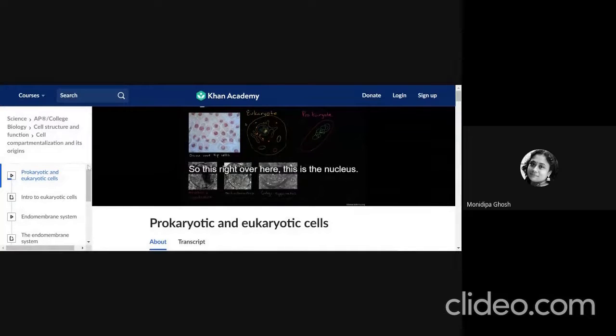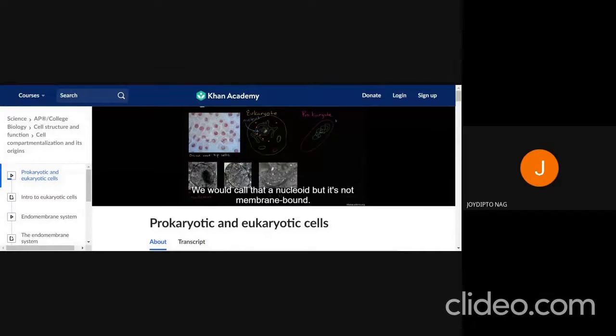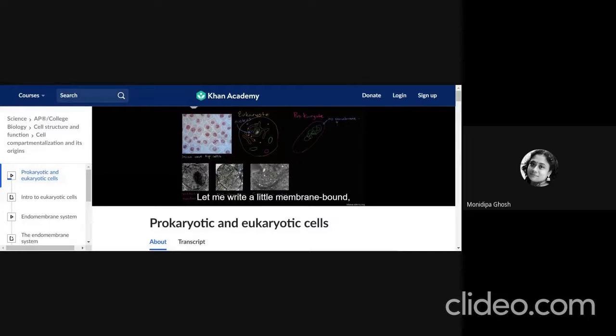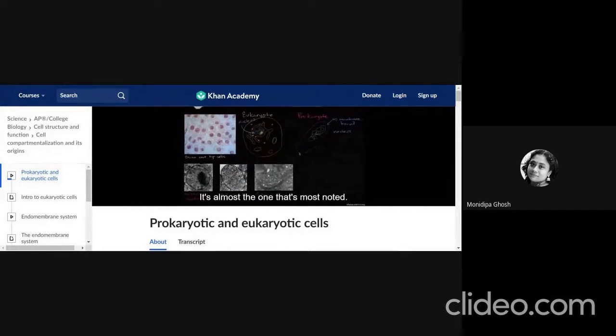So this right over here, this is the nucleus, and you have your genetic information inside it. You have your DNA. For prokaryotic cells, you're going to have your DNA, and it might be bundled up into a section of the cell. We call that a nucleoid. But it's not membrane-bound. So let me write this down. No membrane. Membrane-bound nucleus. But that's not the only distinction between eukaryotes and prokaryotes, although it's the one that's most noted.